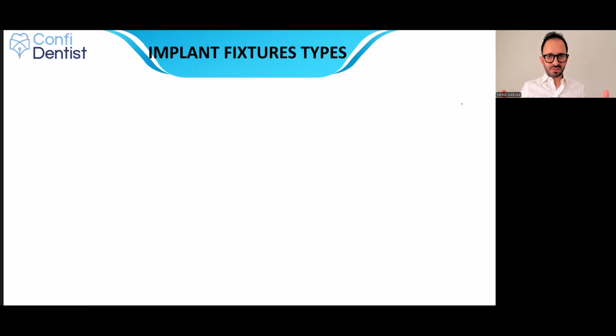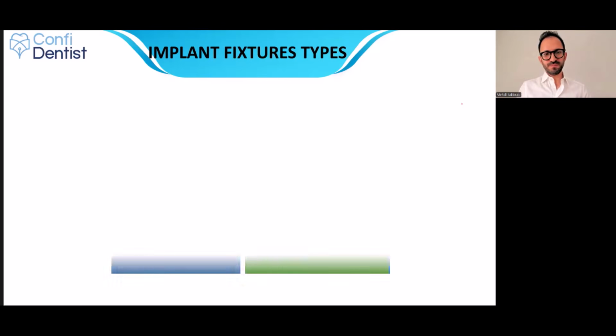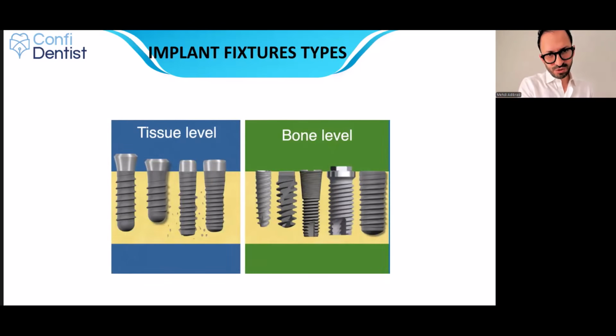Okay, so that brings me to the final terminology discussion of this lecture, which we already discussed a little bit, but now we go into more detail, and that is the implant fixture type. So in general, we have two types, tissue level and bone level. Okay. The tissue level is the design that was developed earlier, and the implant fixture has this component, okay, which we call a smooth collar.